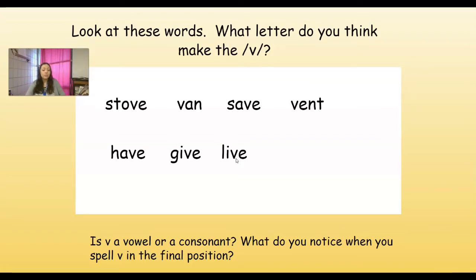What do you notice when you spell V in the final position? Look at the end of the words. I've got V here, V here, V here, V here, and V here at the end of the words. What do you always notice? That's right, it's got that E at the end of it.